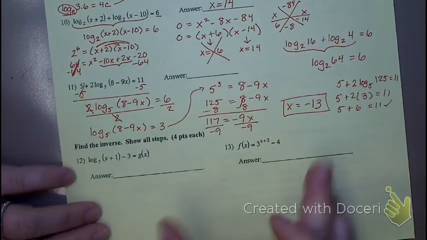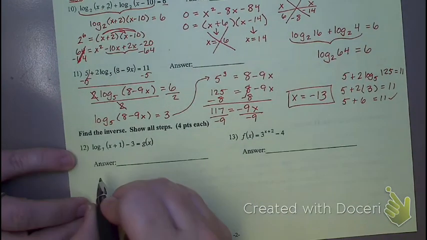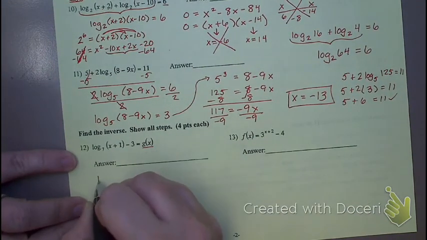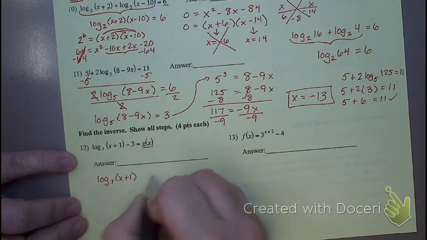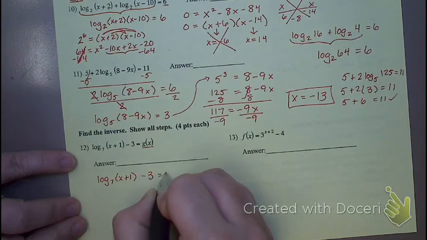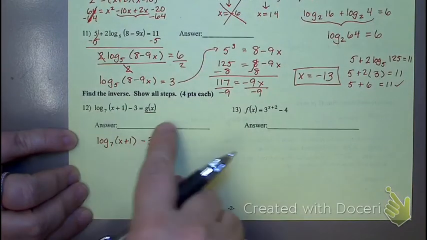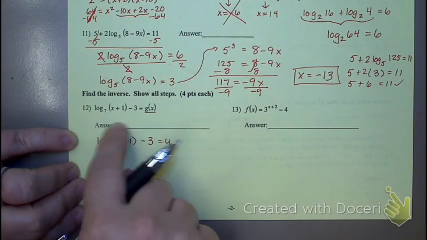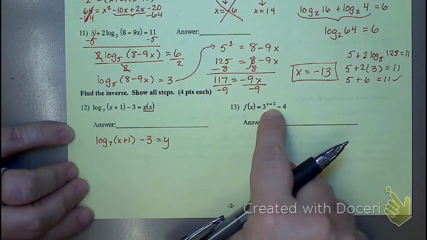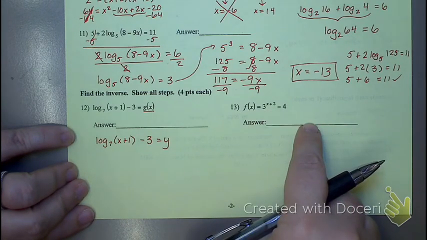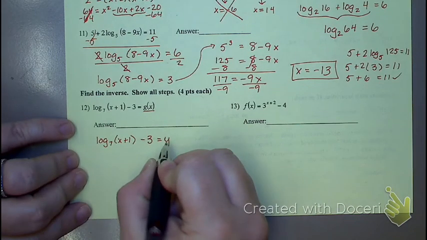Find the inverse. We did these yesterday. We have 4 steps. Step 1, we have to change g of x to y. So I'm going to say log base 7 of (x plus 1) minus 3 equals y. Now, if you remember, I said specifically if there's a log in your problem, the inverse is not a log. So if you have a log written there, that is not correct. You have to have an exponential. This one is an exponential, so I do expect to see a log in your answer because they are inverses of each other. So I changed that to y.